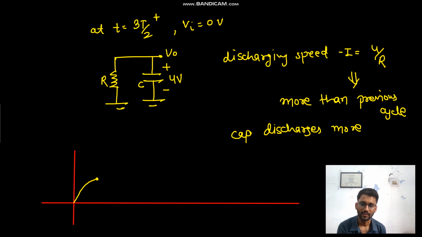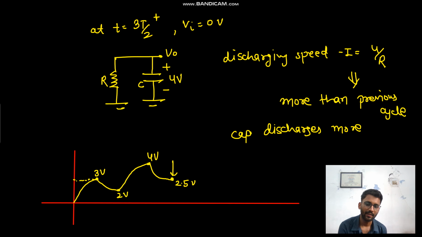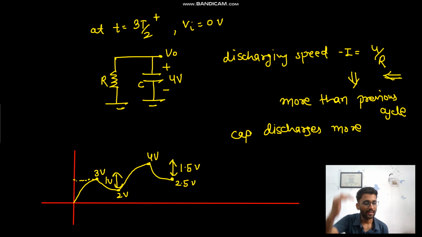First till 3, then it went to 2, then it went to 4. Now from 4 it will come to 2.5. Okay. Here I will write 3 volt, 2 volt, 4 volt and 4 to 2.5 volt. Here we had a loss of 1.5 volt and here we had a loss of 1 volt, because here the speed of charging is increased, so we will have more loss, right? And here we had a lesser loss.